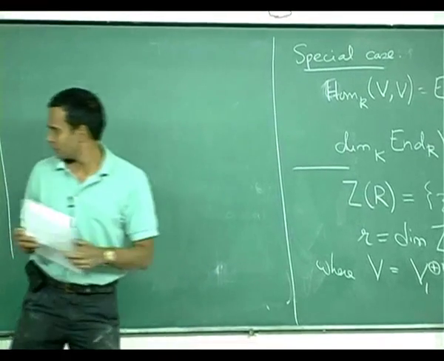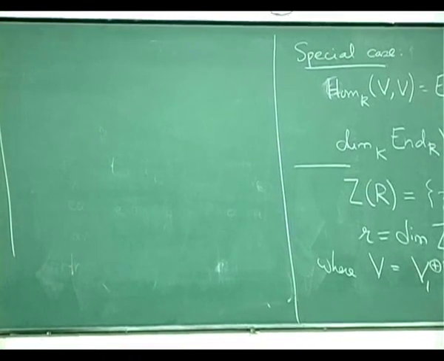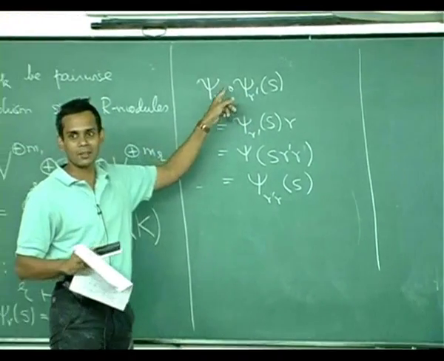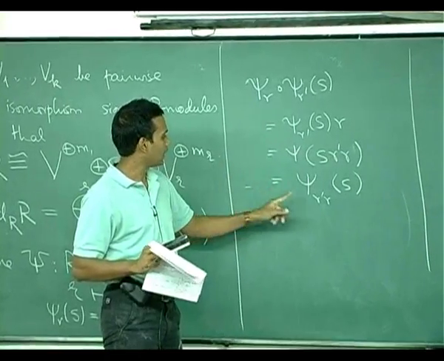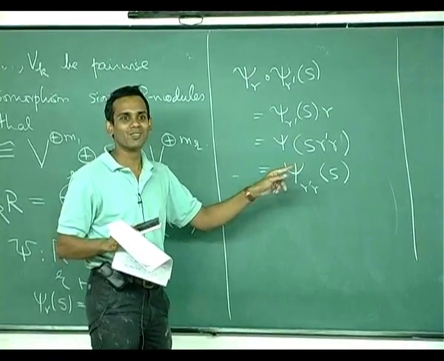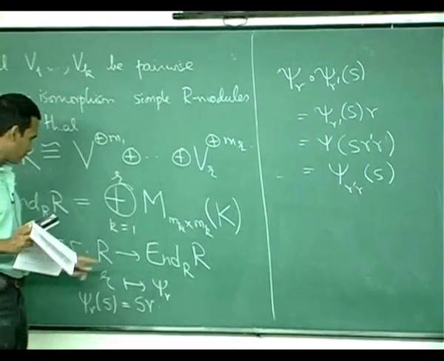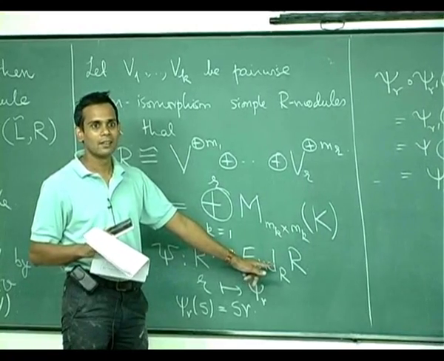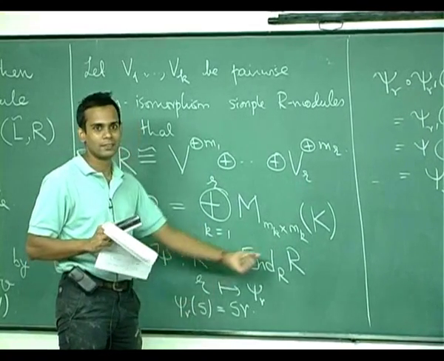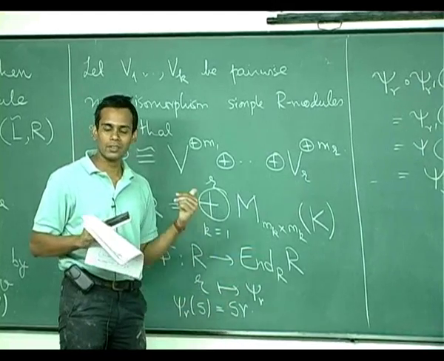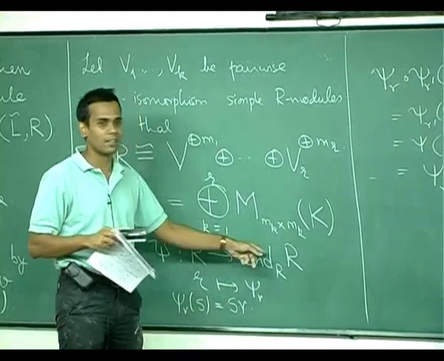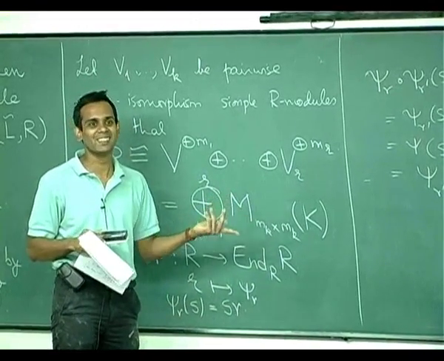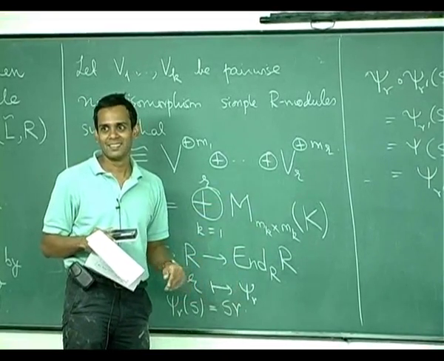Good question, somebody just asked if we can take psi_r of s to be rs. In that case, you would certainly have that psi_r circle psi_r prime would be psi_{r r prime} of s. But it would no longer be an R algebra endomorphism unless r is in the center of capital R. Because for it to be an R algebra homomorphism, you should check why this is so. And that's an excellent question, because that is of course the more natural thing to do. So why am I doing this?